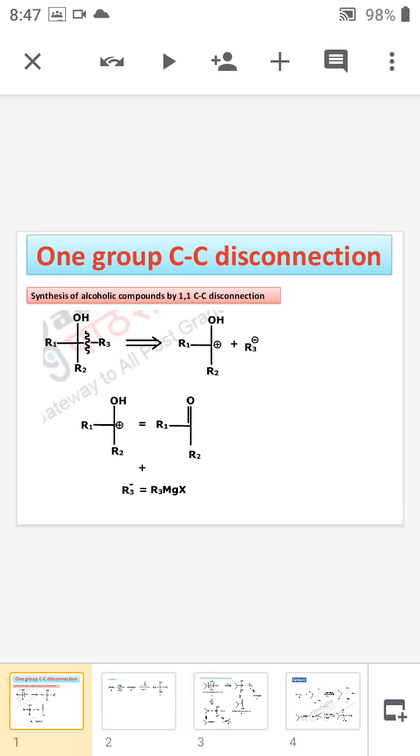See here, for the synthesis of a tertiary alcohol, the starting materials must be a ketone and a Grignard reagent. So this is the possibility. We have to remember that if the target molecule is a tertiary alcohol, the starting materials are always a ketone and a Grignard reagent. And the R group of the Grignard reagent will depend upon the target molecule.